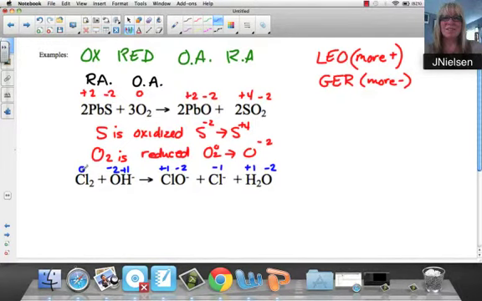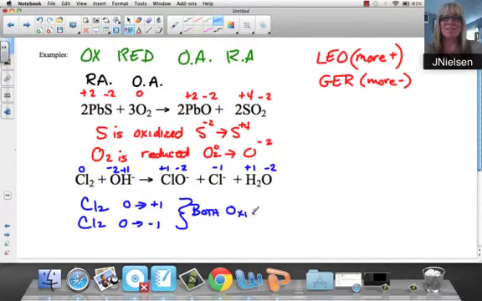So right away I see chlorine, Cl2, is going from 0 to +1, but Cl2 also goes from 0 to -1. So here, chlorine is both oxidized and reduced. Oxygen is staying the same, hydrogen is staying the same. And this is possible in a reaction.